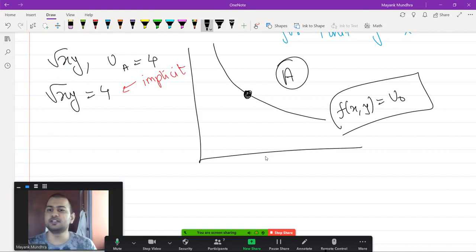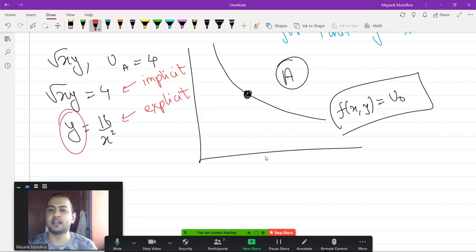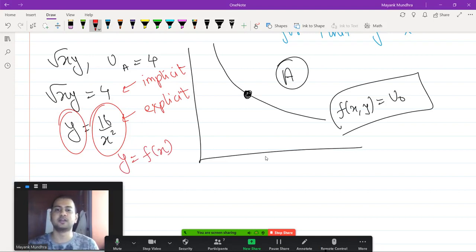You can rearrange this to get y equals 16 upon x square. This is called the equation in explicit form. Okay, you call it explicit because you have y on one side and no y on the other side. So you can represent y as just a function of x. So if you can write y as a function of x, this becomes the explicit form of the equation. So the same equation can be represented as both an implicit and an explicit form.